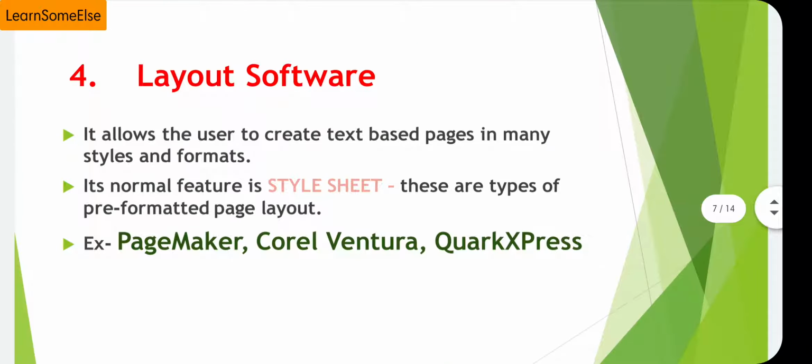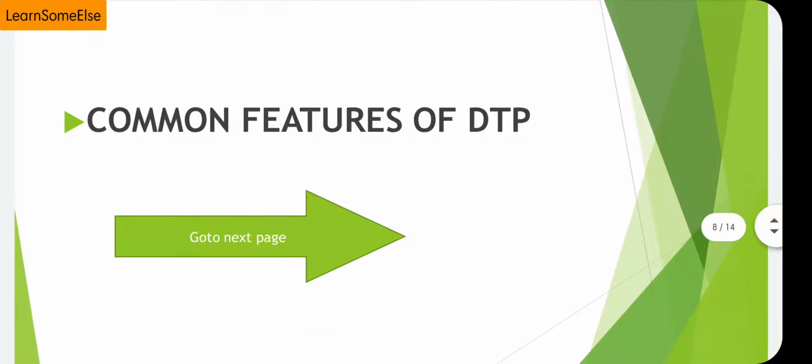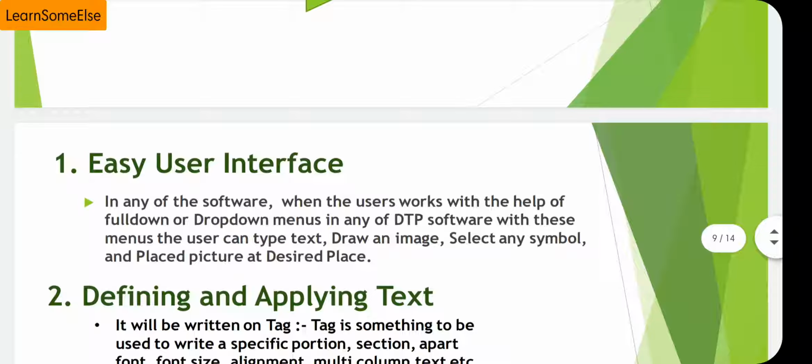Now fourth one is layout software. It allows the user to create text based pages in many styles and formats. Its normal feature is style sheet. These are types of pre-formatted page layout. Example is PageMaker, Corel Ventura, Quark Express. Now next slide. Now we are going to discuss about common features of DTP.